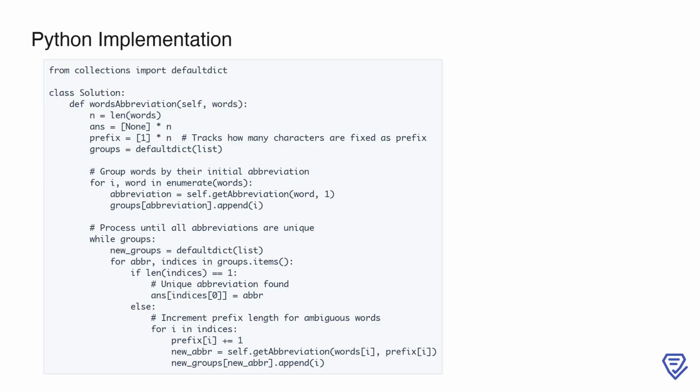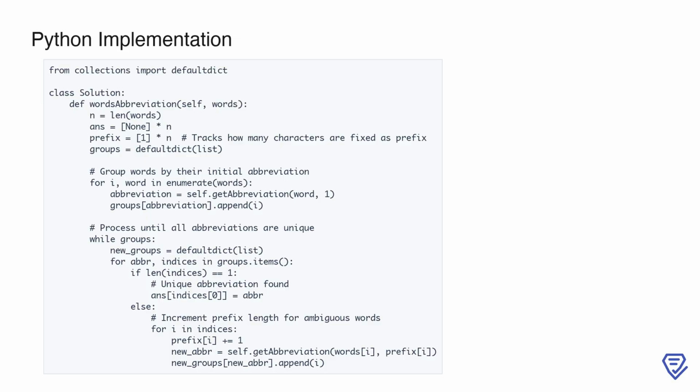Next, we loop through the words to generate their initial abbreviations using the helper method getAbbreviation. This method takes the word and the number of prefix characters to keep. The resulting abbreviations are used as keys in the groups dictionary, with the indices of the words sharing that abbreviation as the values. At this point, words with identical abbreviations are grouped together.